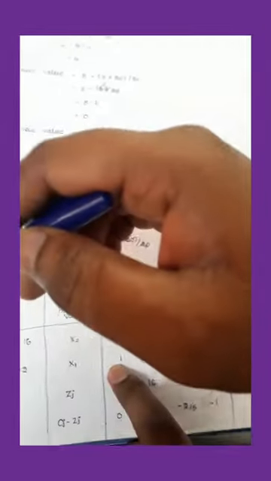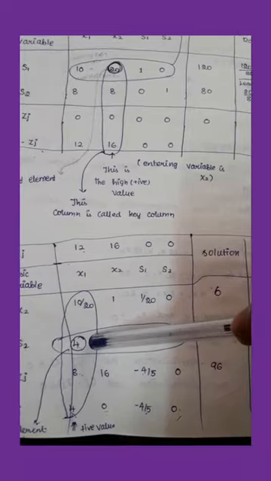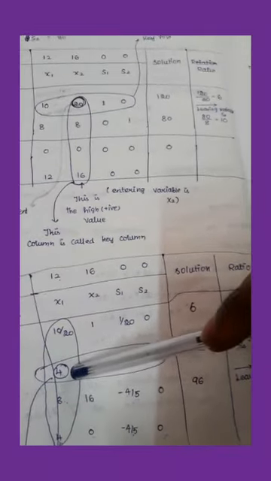Again, each and every element should be divided by the pivot element. So the S2 row: 4 is divided by the pivot element 4, so it will be 1. 0 divided by 4 will be 0. Minus 2 by 5 divided by 4 will be minus 1 by 10. Again 1 divided by the pivot element 4 will be 1 by 4. Again 32 divided by 4 will be 8. So that should be written here.